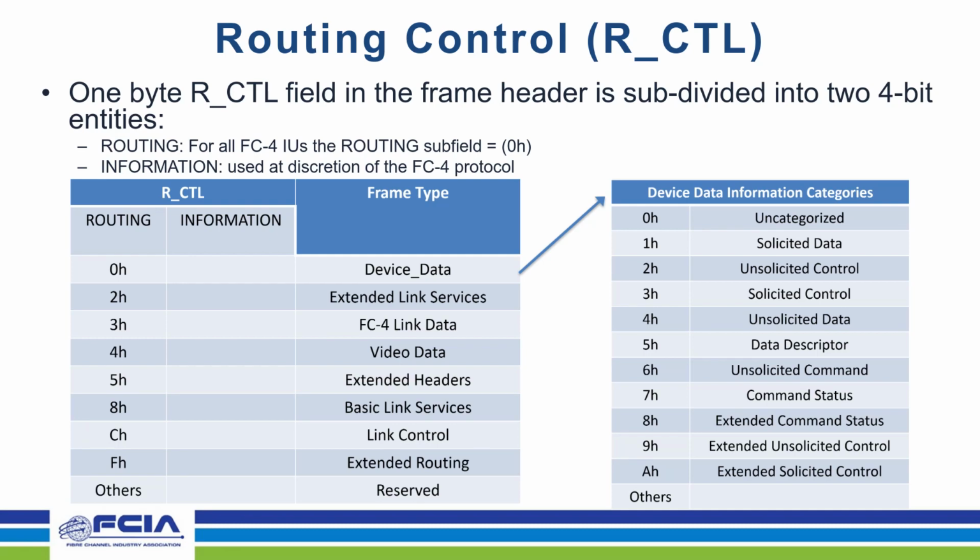And there are a set of information categories that are defined in the FC-FS standard that these FC-4s use. So things like you see here, solicited and unsolicited data, solicited control and unsolicited control, command status, and others. But exactly how an FC-4 uses these categories to map their messages into IUs is fully within its discretion. What you'll see across the various FC-4s is a lot of commonality, but there's also a fair amount of variation.